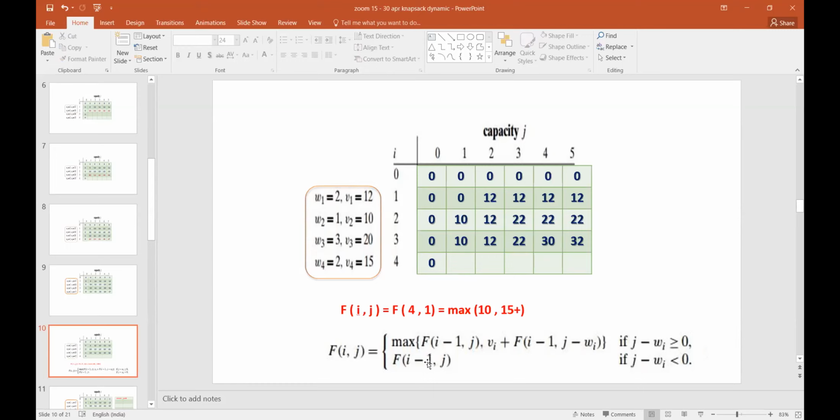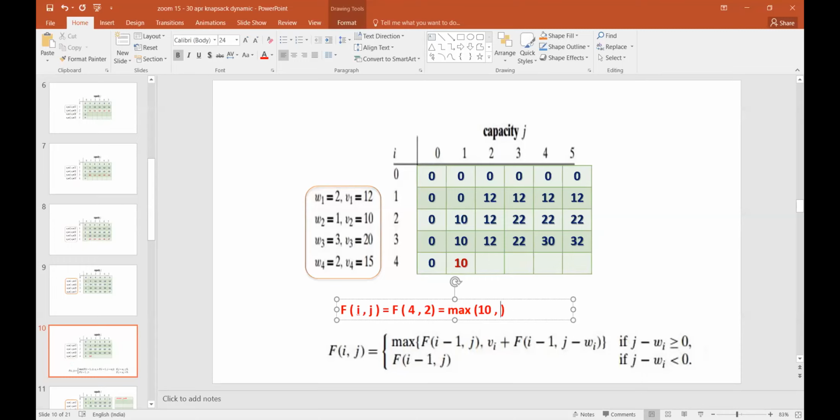What if the second case holds good? What must I write? f of i minus 1, which means 3, and j is 1. Whatever is in the previous cell, in the previous row, I must write the same value here. I shall proceed next. i is 4 as it is, j becomes 2. In this particular cell, I must write.